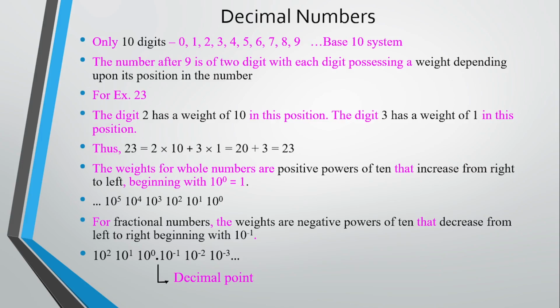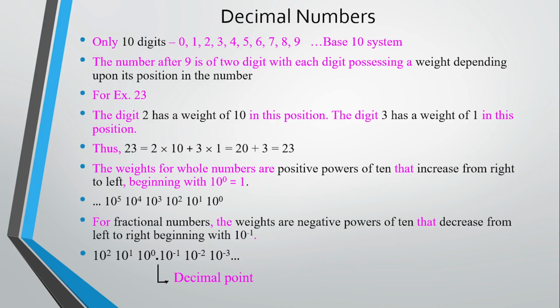Important is, what after 9? So after 9, we use two digits to represent a number after 9, and in these two digits, each single digit has its weight depending upon its position in the number. So after 9 it is 10, then 11, then 12, 13, etcetera, till up to 99, and then 3 digits, 100, 101, up to 999, and then 4 digits, etcetera.